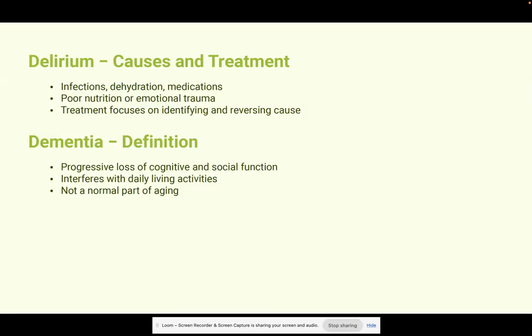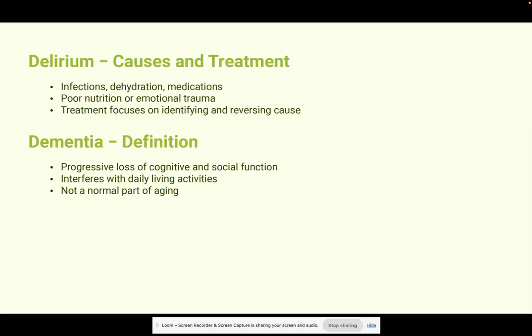So the cause and treatment. Delirium is due to infection. The client might be dehydrated or taking some medication, right? Poor nutrition or emotional trauma are also causes. And treatment focuses on identifying and reversing the cause. So let's say, for example, if the cause of the delirium is dehydration, then we need to hydrate them. If the cause is infection, then we need to treat the infection or kill the infection, right? So it depends.